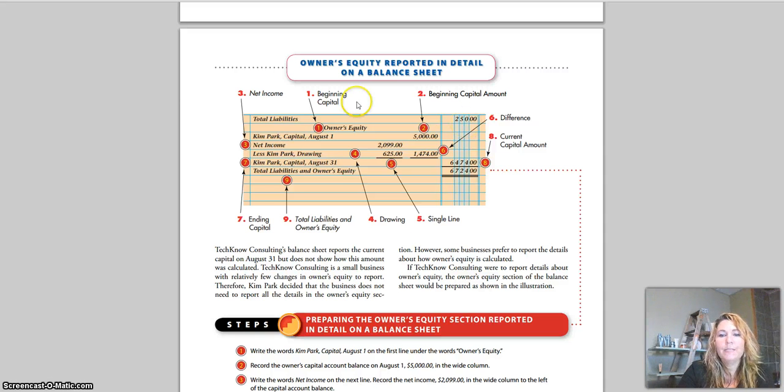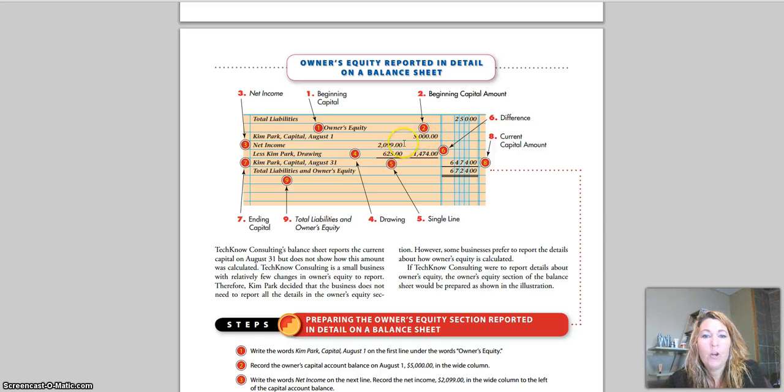So this one is going to show you a little more detailed balance sheet recording. This is not the type we're going to do, but you do need to be aware that this type of balance sheet exists. In this one, we're just seeing a blown up side of the balance sheet on the owner's equity section. So they have their total liabilities just like we did. But then for their owner's equity, instead of just listing the capital, they actually listed it all out. So here was the capital balance for August 1st that we got from our worksheet.